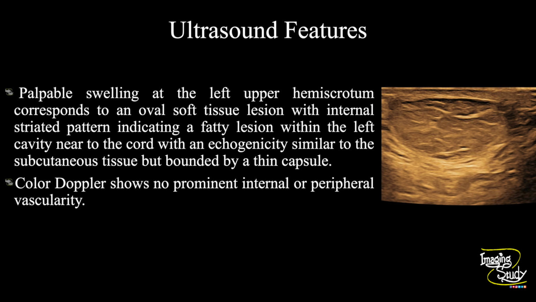So in summary, the palpable swelling at the left upper hemiscrotum corresponds to an oval soft tissue lesion with an internal striated pattern, indicating a fatty lesion within the left cavity near the cord with an echogenicity similar to the subcutaneous tissue, and the lesion is bounded by a thin capsule. Color Doppler shows no prominent internal or peripheral vascularity. So these features conclude it as a case of scrotal lipoma.